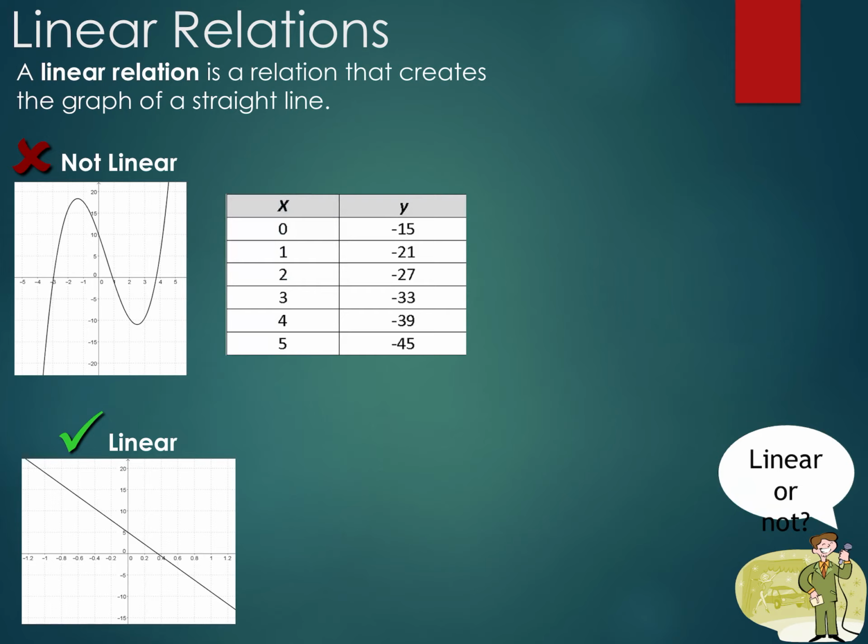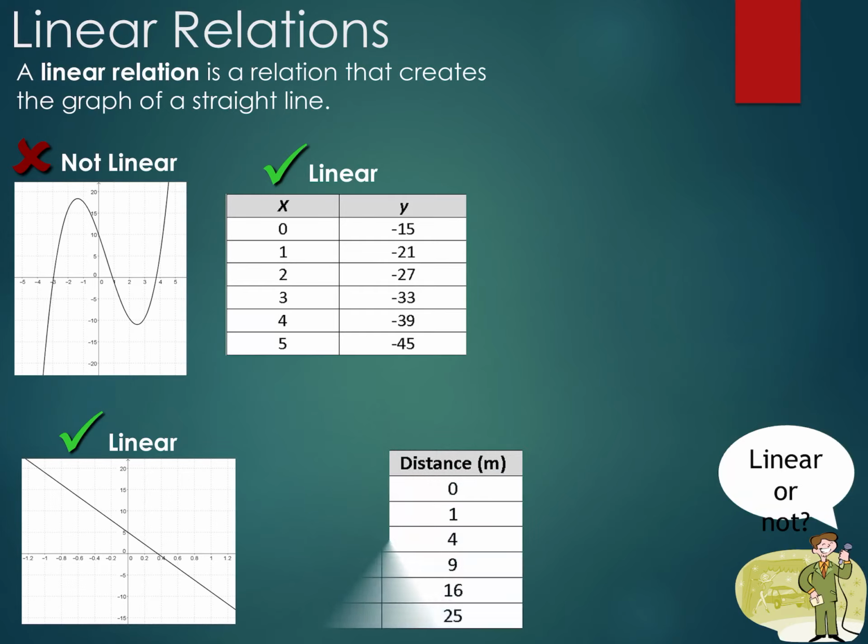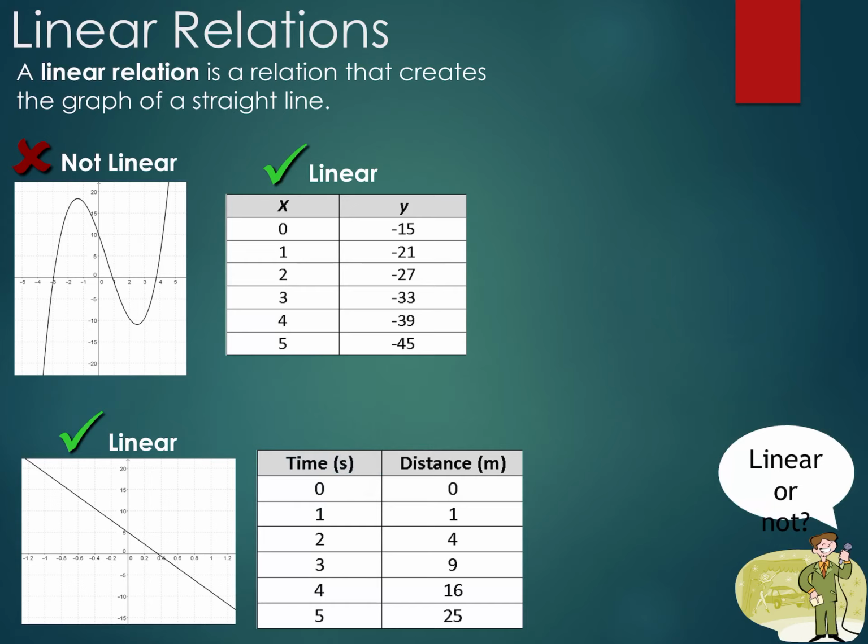We look and we go negative 15, negative 21, negative 27, negative 33, negative 39, negative 45. What's happening there? Oh, it's going by 6 every single time, down 6 every time. So if I went to graph it, I would get a linear relation because it's going up or down by the same amount every single time on the table.